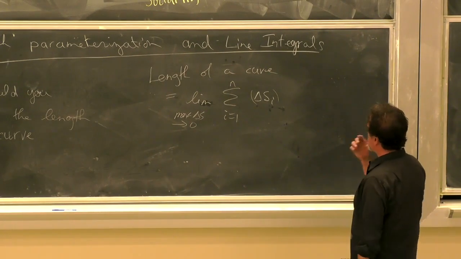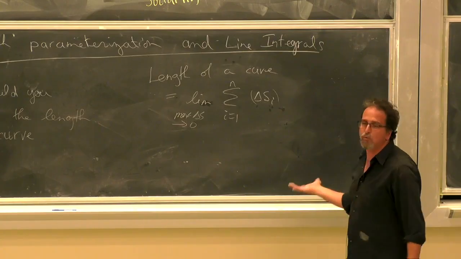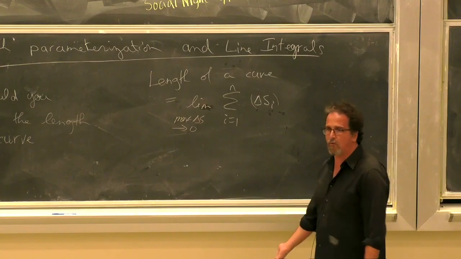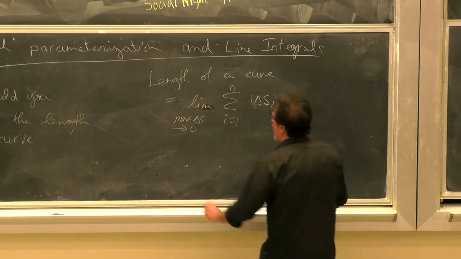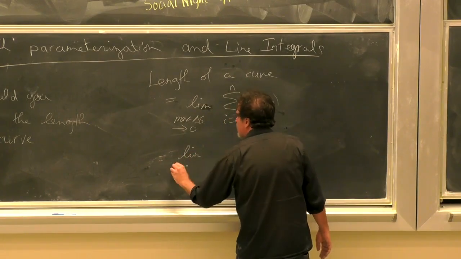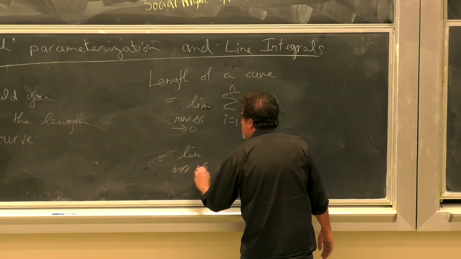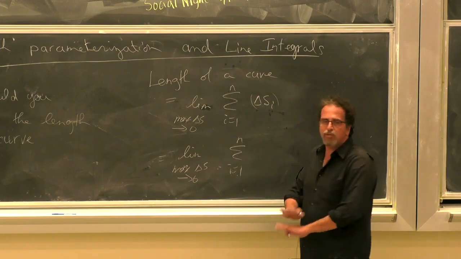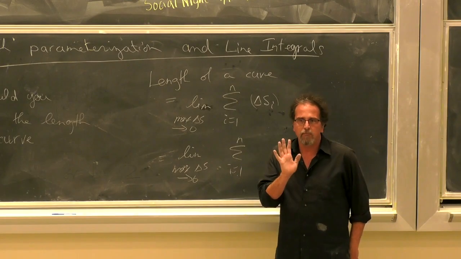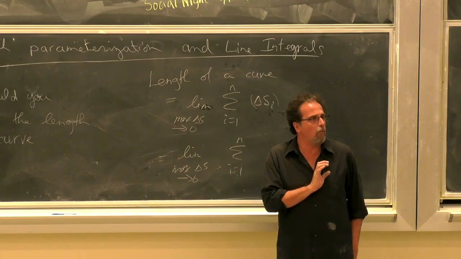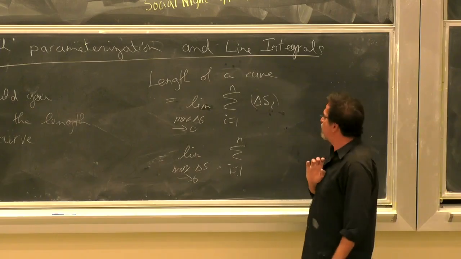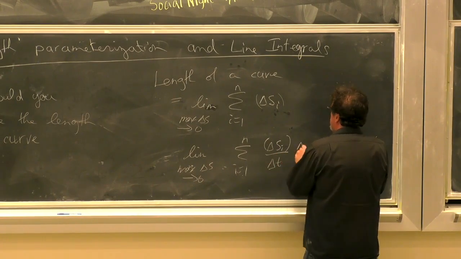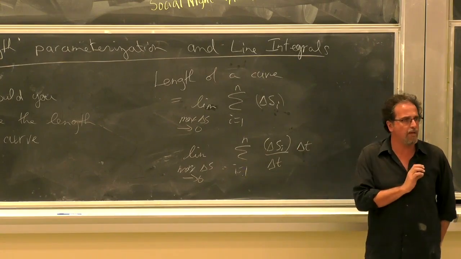Okay. Well, that's fine and dandy. Now how do we compute with this? The way to compute with it is actually really straightforward. What we recognize is that this is the limit as the max delta s goes to 0 of the sum i equals 1 to n. And we do a simple multiplication. We multiply by 1, a form of 1. And the form of 1 is simply delta t in the numerator and delta t in the denominator.